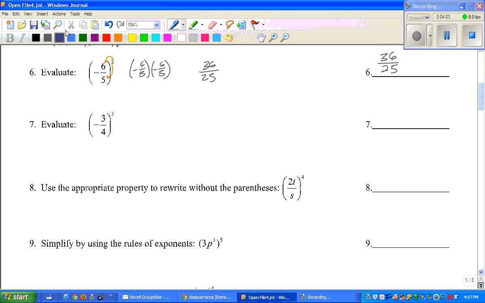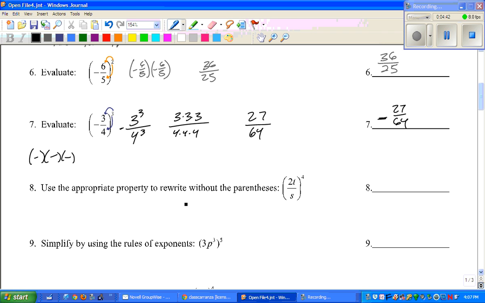Okay, so for number 7, we're doing the same thing. You're taking that and we're going to everything. Okay, so instead of writing everything out, I'm going to write it using the exponents. And we would have 3 negatives. It'd be a negative, a negative, and a negative, which means our answer is negative. Okay, 3 to the 3rd power. Okay, that's 27. And 4 times 4 times 4 should get 64. So -27 over 64.